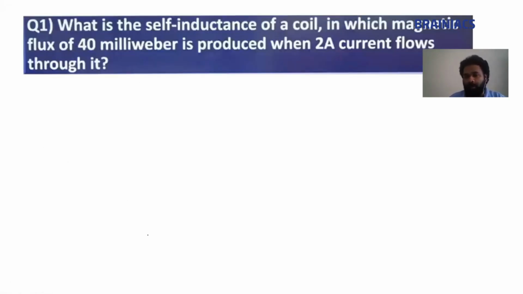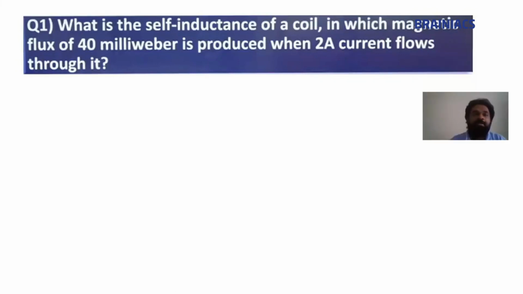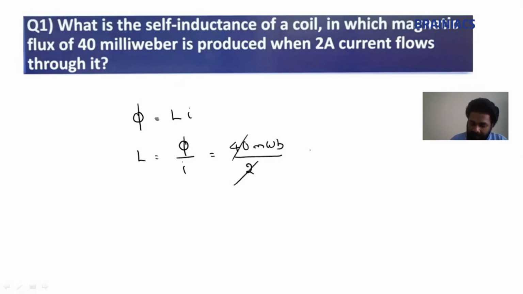The first problem: what is the self-inductance of a coil in which a magnetic flux of 40 milliweber is produced when a 2 ampere current flows through it? This is a direct, simple question. Magnetic flux is equal to Li, and we need to find the self-inductance of the coil. So L is equal to phi by I. Phi is given as 40 milliweber, and the current is given as 2 ampere. So this is going to be what?